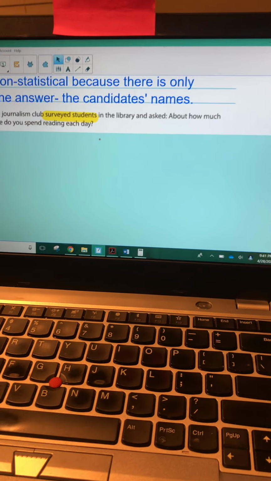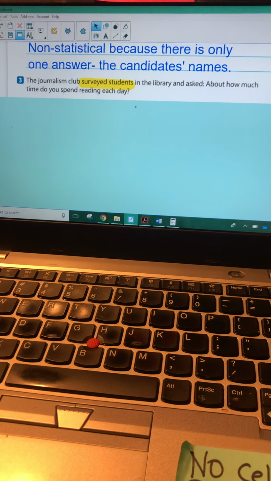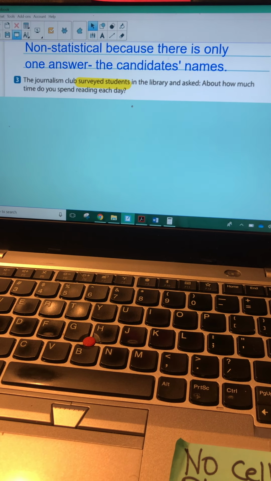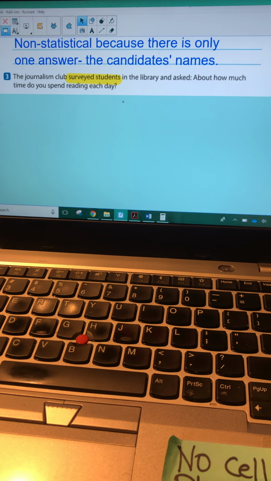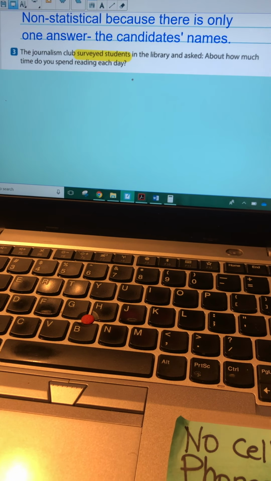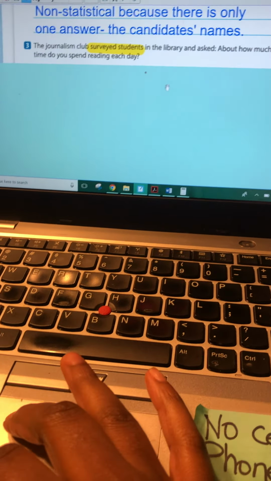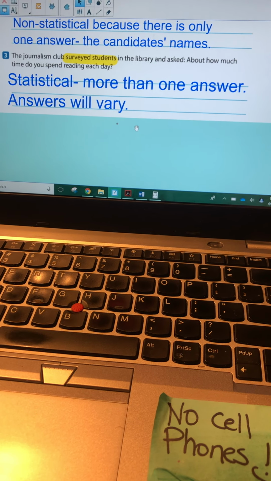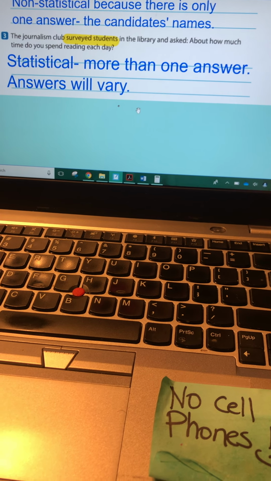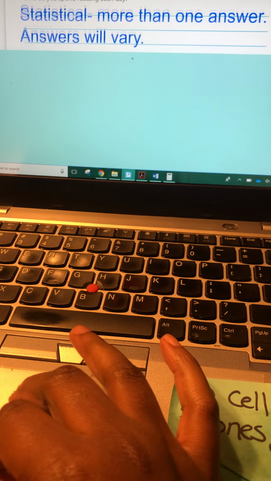All right, number 3, the Journalism Club surveys students in the library and asks about how much time do you spend reading each day? Well, here it says students. We don't know how many, but we do know that's more than one. So each student that you ask is going to tell you a different time, okay? So with that type of question, you expect to get more than one answer, all right? So if you get more than one answer, remember we say that that is statistical, more than one answer, because your answers will vary depending on who you ask. Okay. Now let's take a look at number 4.